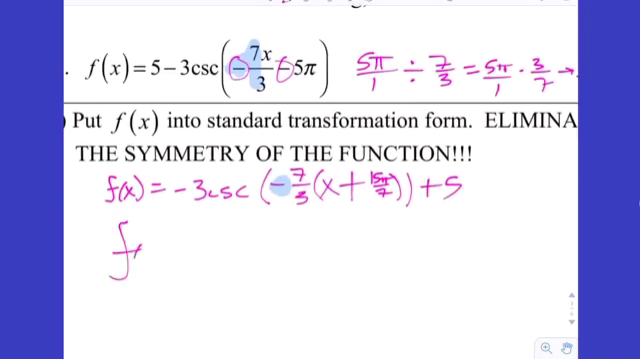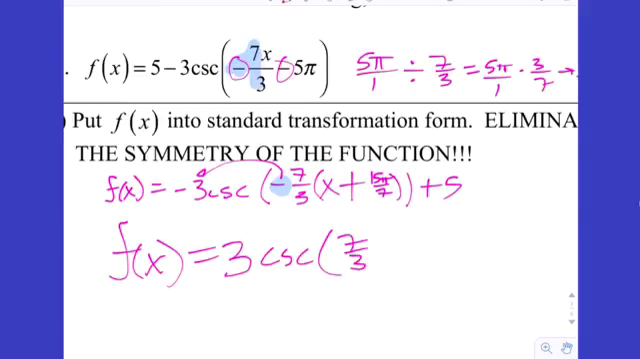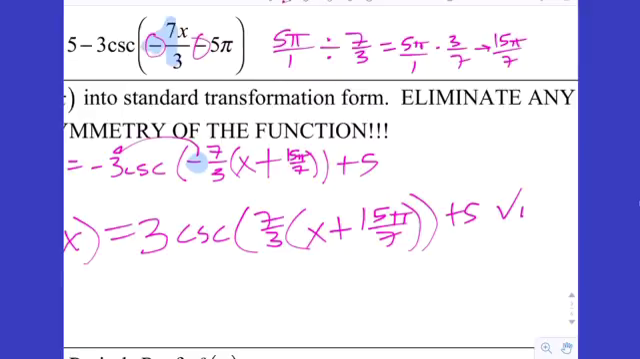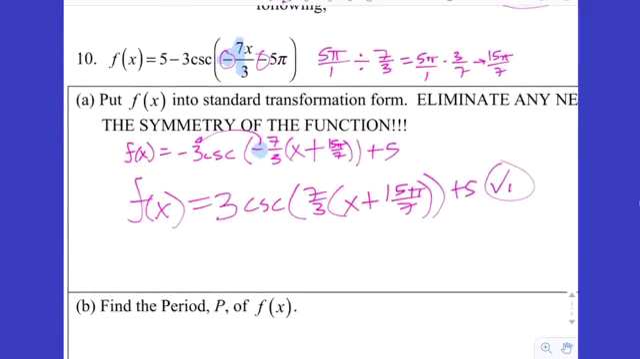So here's your final answer. F of x equals +3 because it's negative up front. When this one comes out front, it changes the sign. Cosecant of +7/3 x plus, you got it? Thank you. 15 pi over 7, close, +5, and that was the first check. Okay?